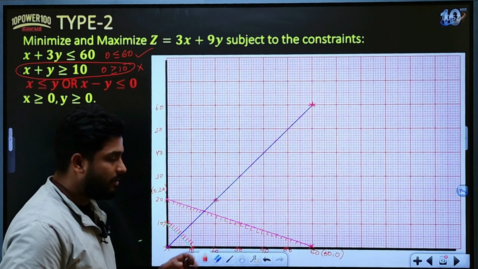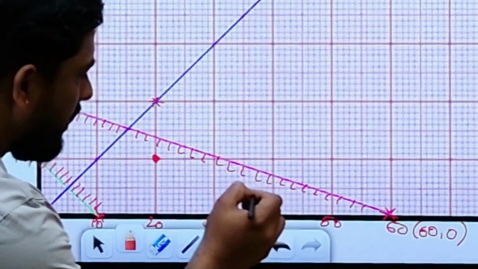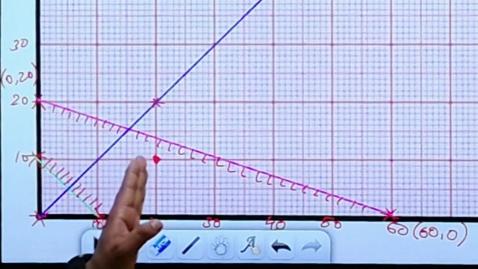Since we have 2 regions, children, take 1 point from 1 region. Okay, so I'll go with this one. Now look at this. Any point you can consider in this region. Please understand, it's not so difficult. You can consider this point, but I'm going to take some standard point.